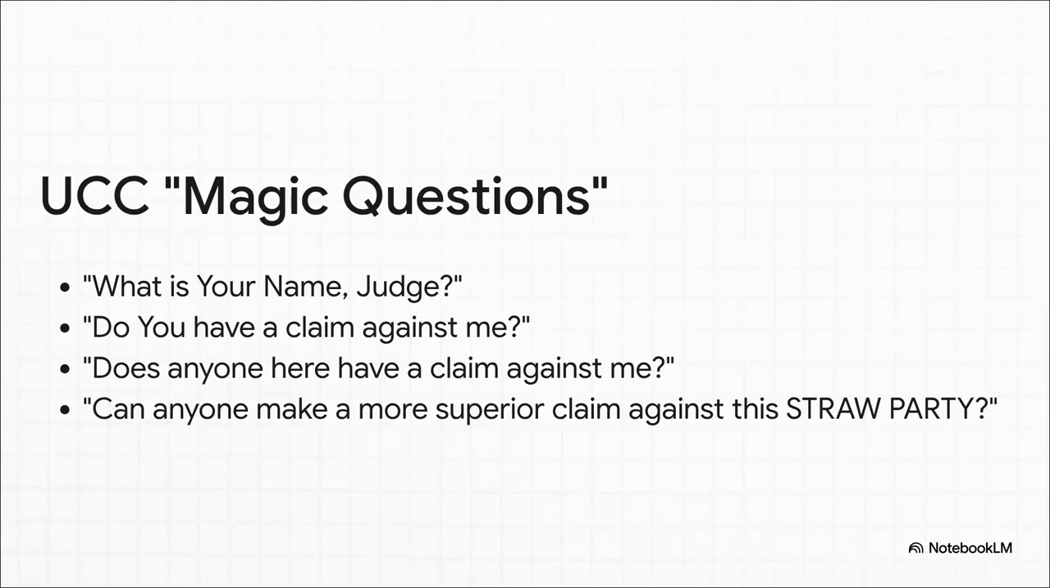So the source claims these questions come from the Uniform Commercial Code, or UCC. By asking the judge, "Do you have a claim against me?" you're trying to reframe the whole case in commercial terms. The logic is pretty simple. If the court is a commercial entity, then it needs a commercial claim. If nobody in that room has a direct personal financial claim against you, then, according to this theory, the corporate court has no basis to proceed.